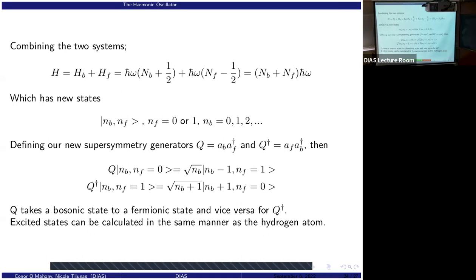So we have these symmetry generators. Q takes a bosonic state to a fermionic state, whereas Q dagger does the opposite, fermionic into bosonic. And then the excited states can be calculated in a similar manner as for the hydrogen atom, by applying the creation operator, A dagger, on the ground state.